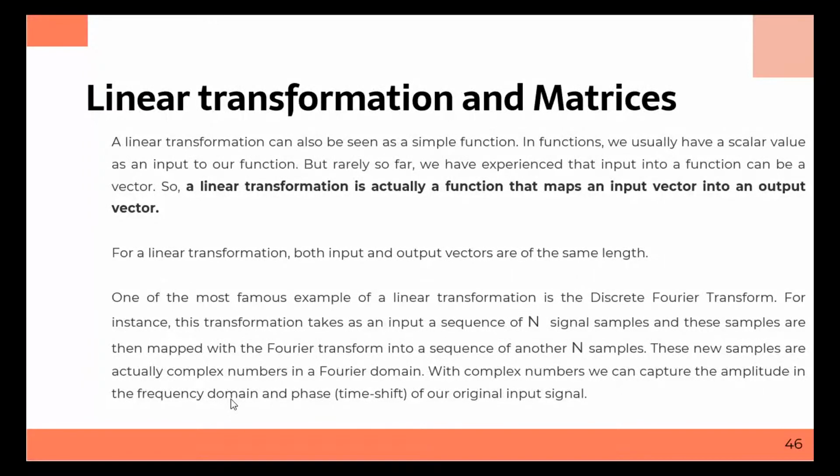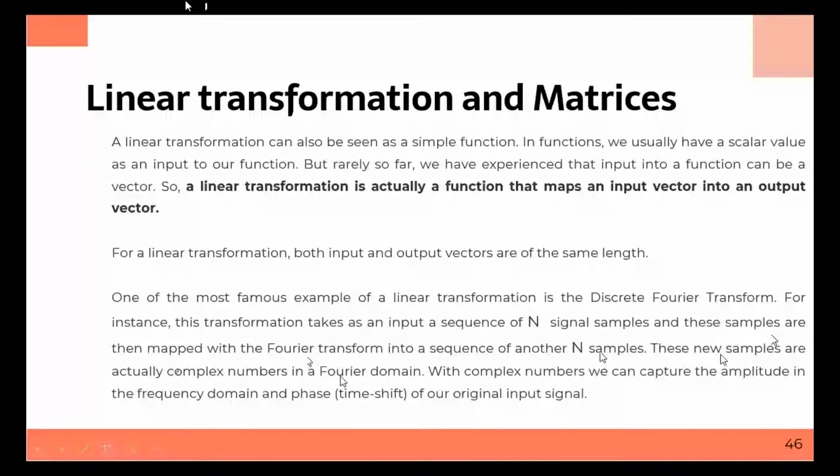And I can make that imaginary part, which is z-axis, minus z-axis. I can go behind also. That part we are talking about here. These new samples: a sequence of n signal samples, and these samples are then mapped with the Fourier transform into a sequence of another n samples. These new samples are actually complex numbers.